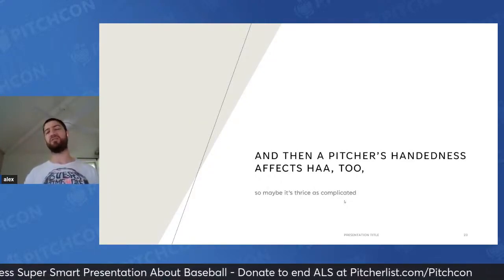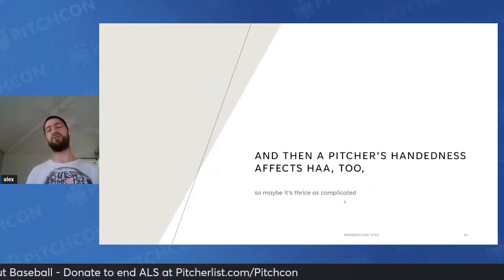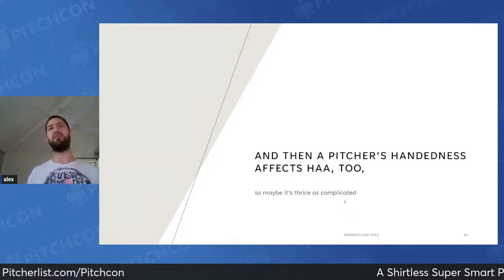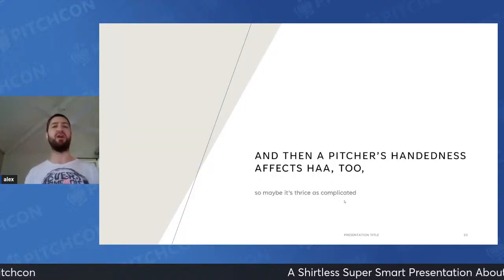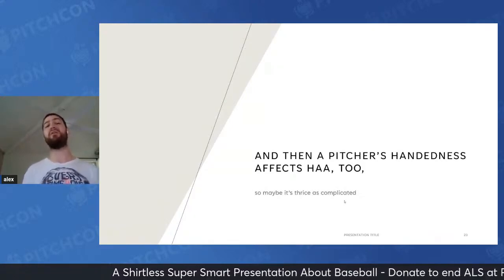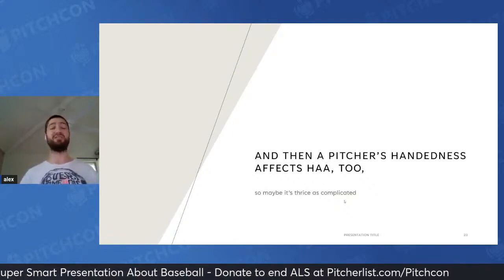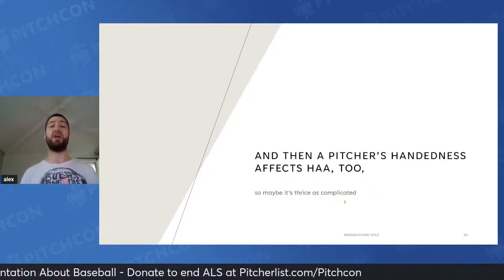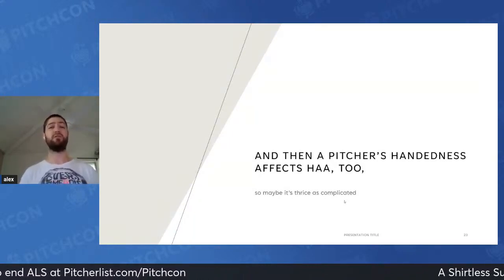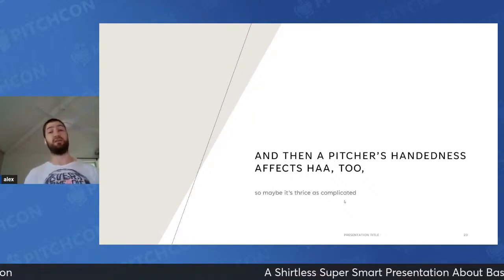Kyle Bland, who is a genius, works for Pitcher List. He does some of the best visuals ever. Really smart. I think he might calculate HAA differently. He might calculate BAA differently. That's fine. There's different ways you can do it, so I'm not saying that this is the only way. These are just things that you need to consider when you're looking at HAA, horizontal approach angle: the location, the release point, and the handedness. So, dealing with lots of things.